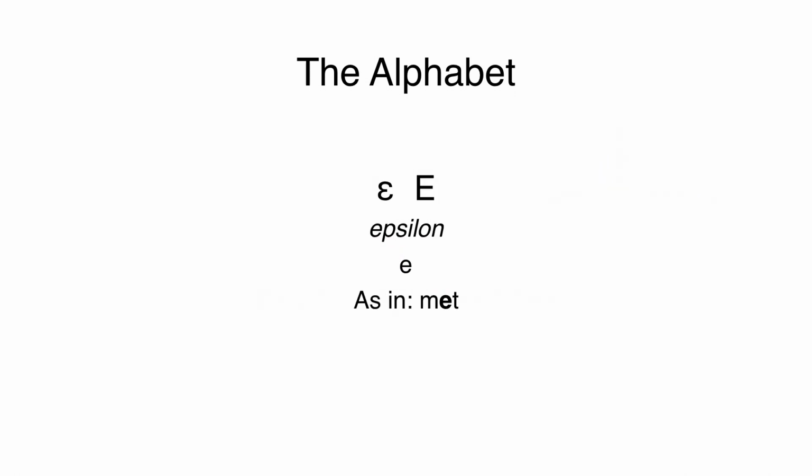Our next letter is epsilon. This is written like a backwards 3. And the uppercase version is exactly like our uppercase English E. Both pronunciation systems treat this much the same way. It's an E sound, as in met.